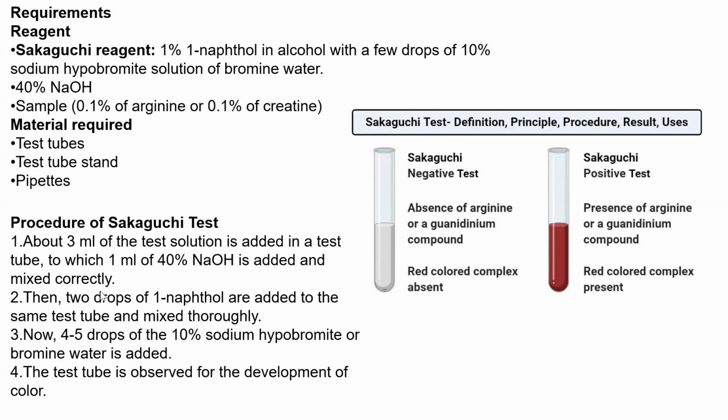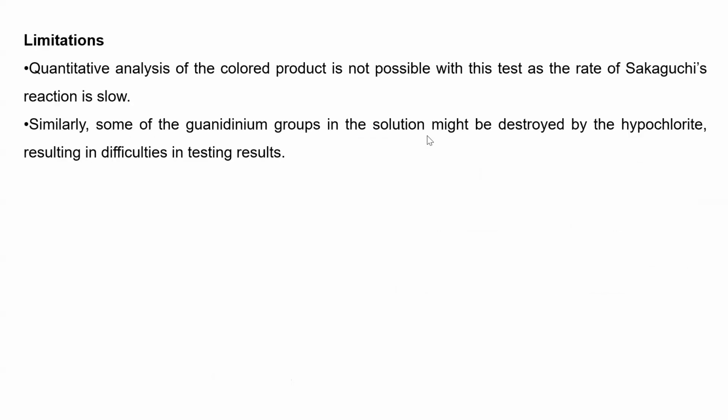So for the negative test, if there is no arginine, the red color complex will be absent, and if there is the presence of guanidinium group in the arginine, there will be a red color formation.